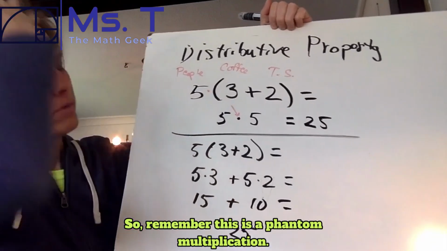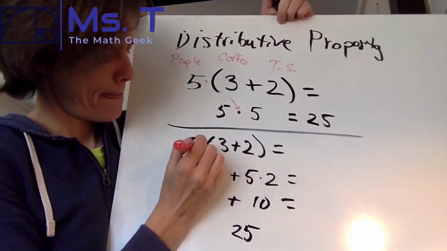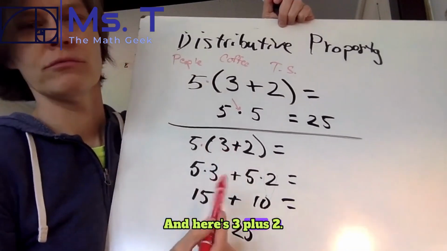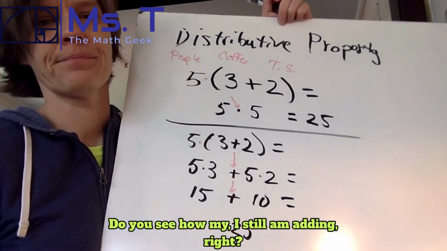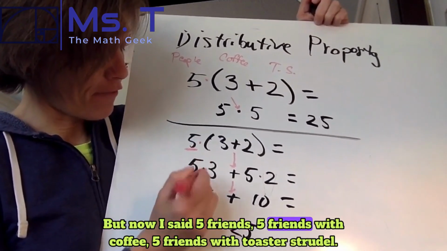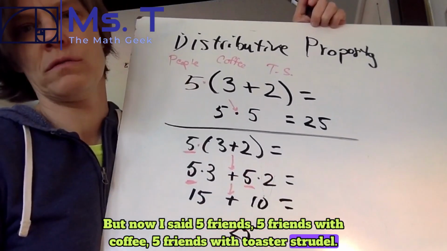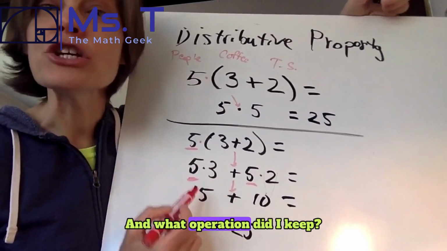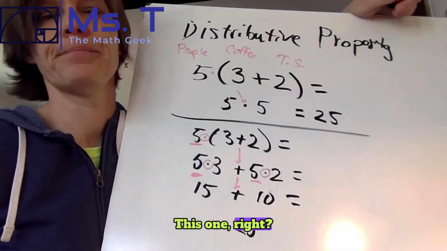So, remember, this is a phantom multiplication. And here's 3 plus 2. Do you see how I still am adding, right? Do you see how my 5 was out here? But now I said 5 friends with coffee, 5 friends with toaster strudel. And what operation did I keep? This one, right?